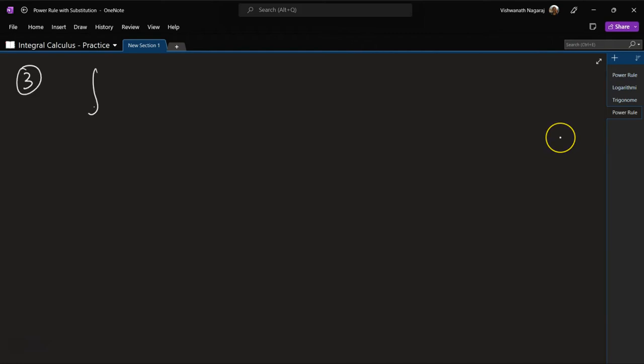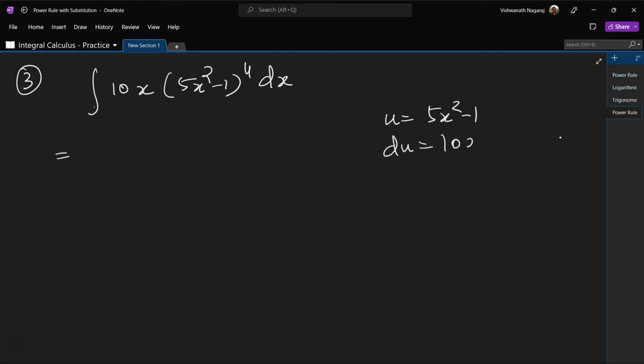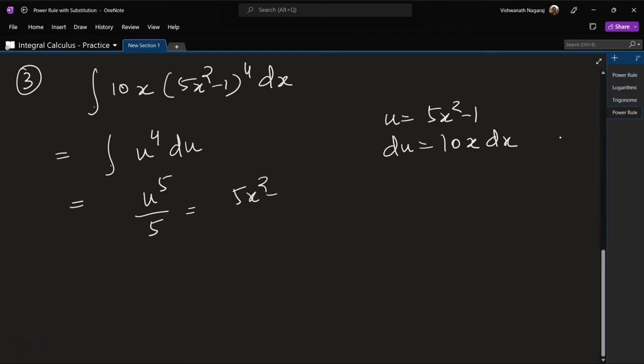Okay, third one, integral of 10x times (5x^2 - 1)^4 dx. Again, u is equal to 5x^2 - 1. Du would be 10x dx. So we get integral of 10, this will be u^4 and du. So when we integrate, we get u^5 by 5, which can be written as, after substituting back, (5x^2 - 1)^5 by 5 plus c.